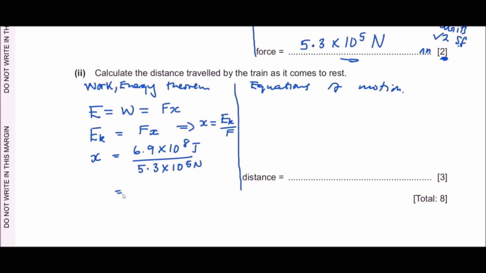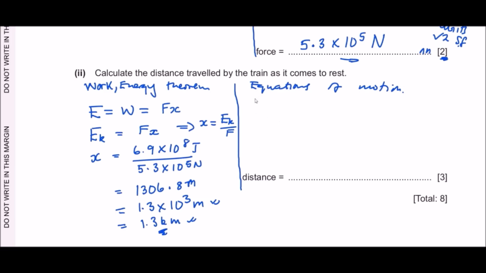When this is done, we are going to find 1306.8 meters, and in scientific notation this is 1.3 times 10 to the power 3 meters. If you want, you can use kilometers, 1.3 kilometers. This answer will be correct, as long as the unit is consistent. So this is method number 1, by the work energy theorem.